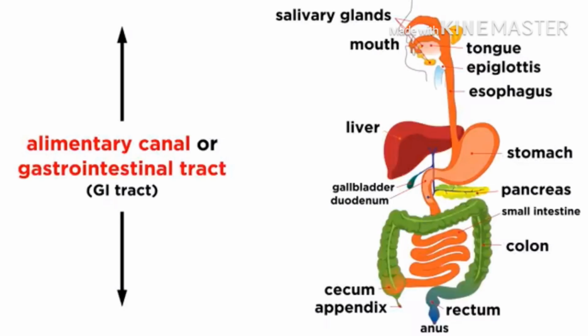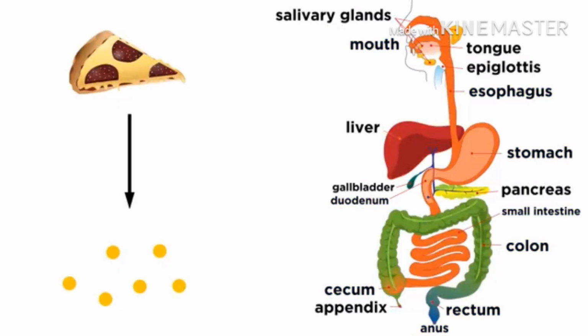The digestive system can be split up into two parts. These are the alimentary canal, or the gastrointestinal tract, or the GI tract. It is essentially one long, continuous tube that starts at your mouth. When food goes in, it goes all the way down the body to the end at the anus, where some of the food comes back out.